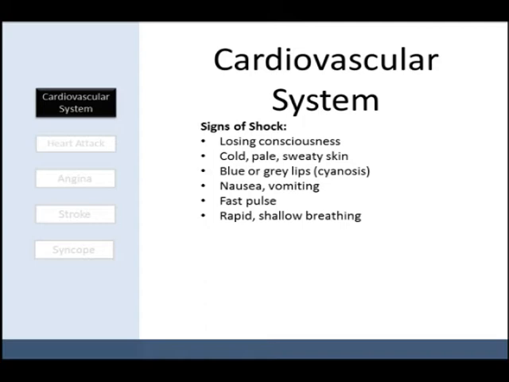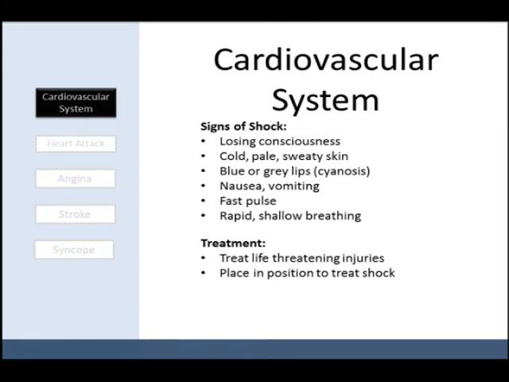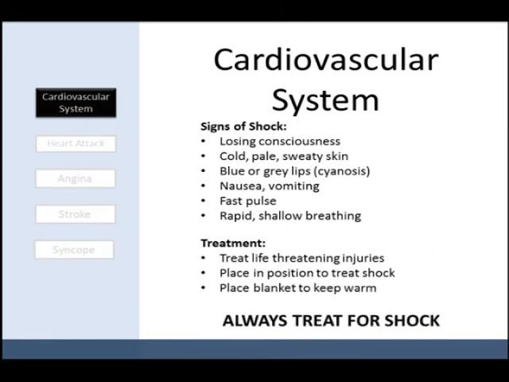By recognizing these signs, we can then apply the appropriate treatment, which involves treating the life-threatening injuries first, such as the lack of breathing or lack of heart rate. We can place the injured person in an appropriate position to treat shock and place a blanket to keep them warm. Always treat for shock for all emergency situations.